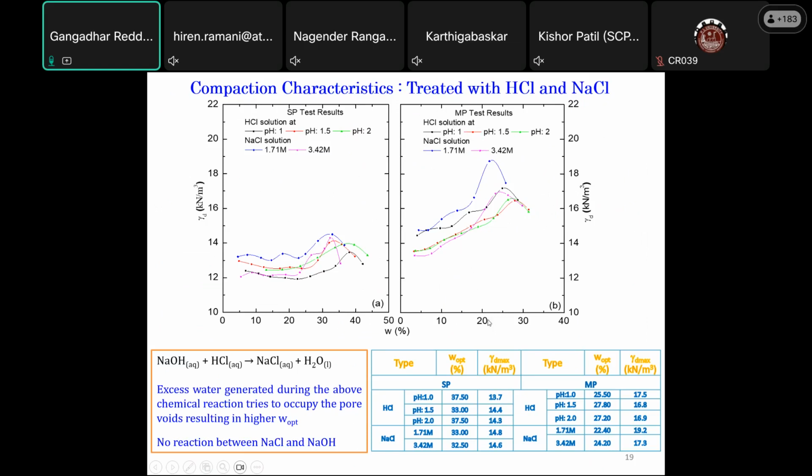This is basically table salt which we use in the kitchen. So you can see the difference clearly: there is excess water generation, so it occupies some of the pore water. That's why there is a high water content in this reaction. Whereas with NaCl there is no chemical reaction, but it acts as a kind of lubricant to facilitate better compaction properties.